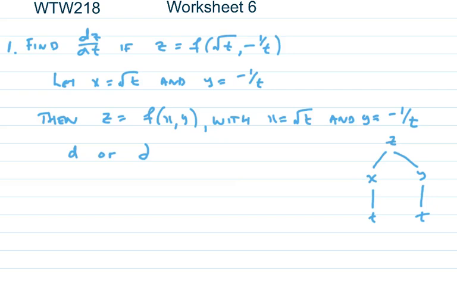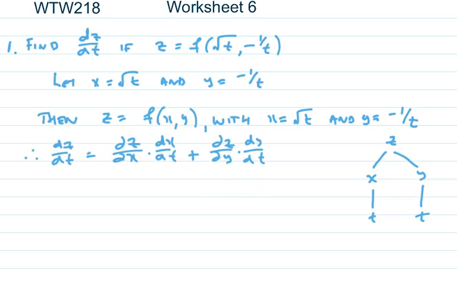So, have you noticed that actually on the worksheet there was a typo? The question read, find partial derivative of z with respect to t, which if you look at the diagram on the right of the screen is incorrect because z is ultimately just a function of one variable t. So it should have been normal derivative of z with respect to t.